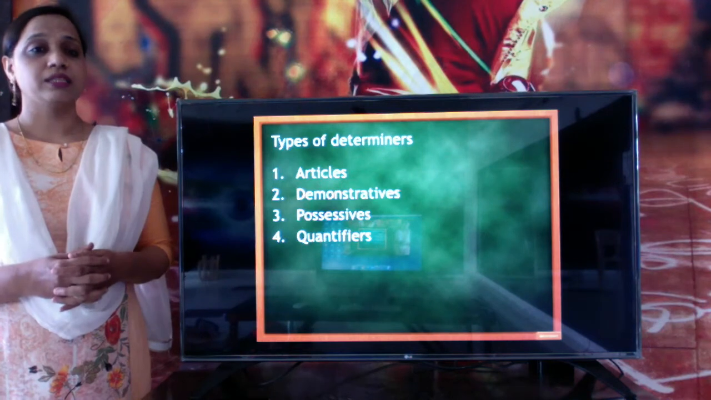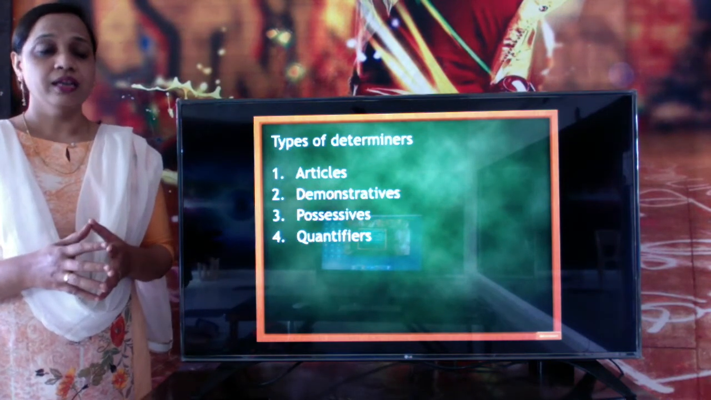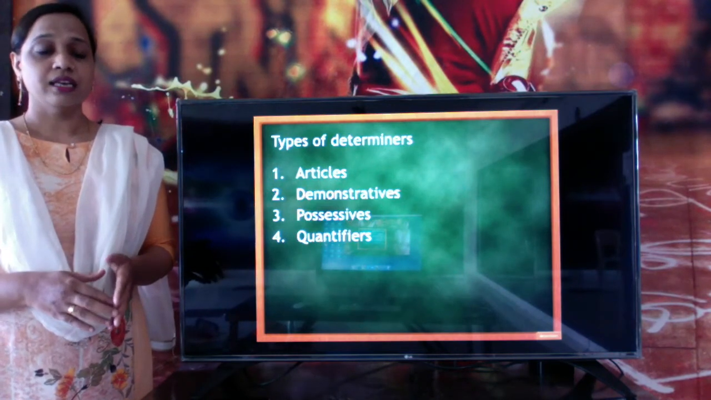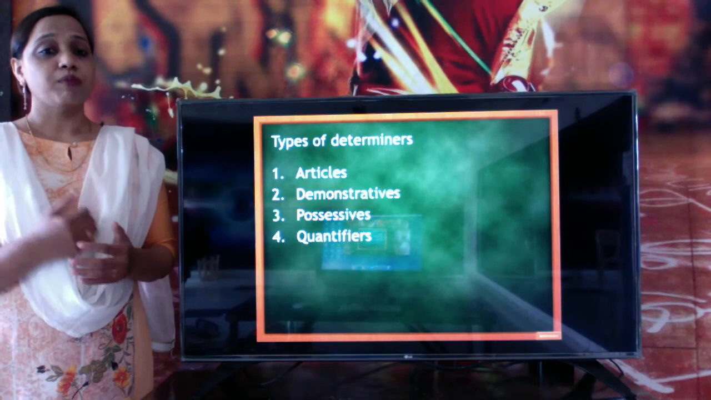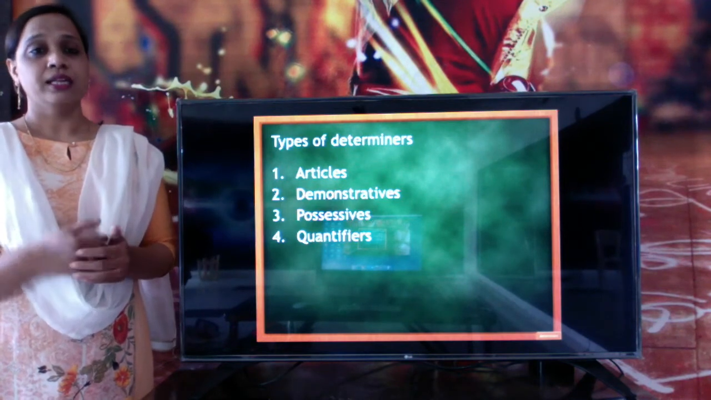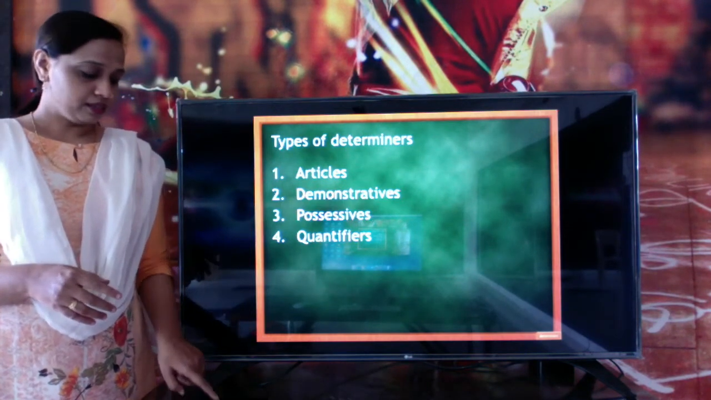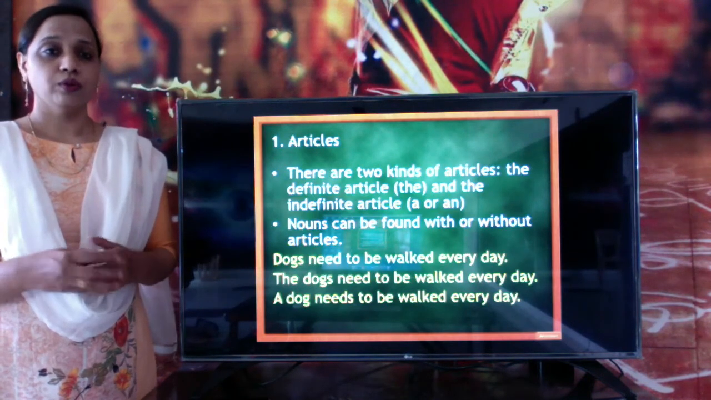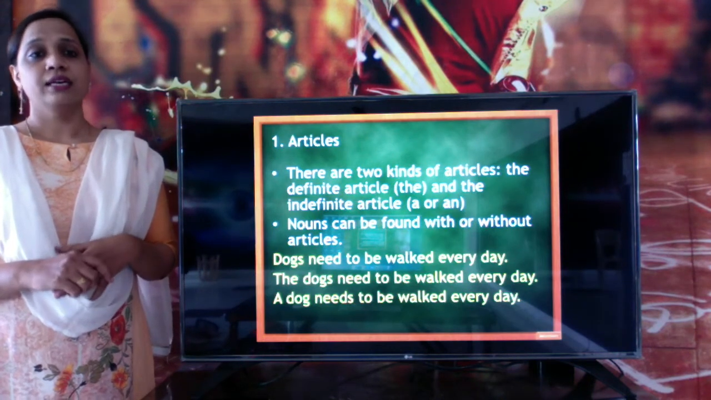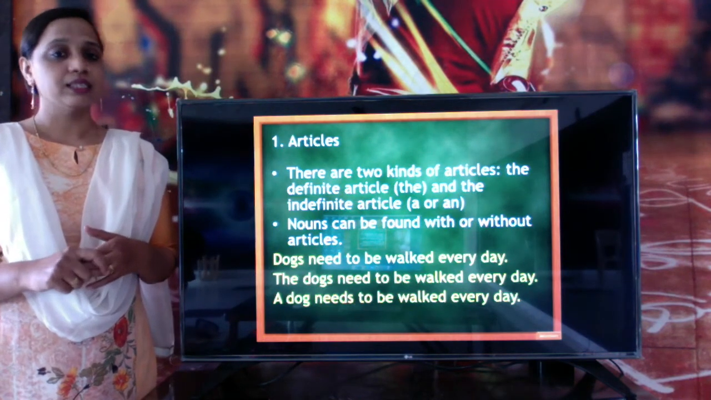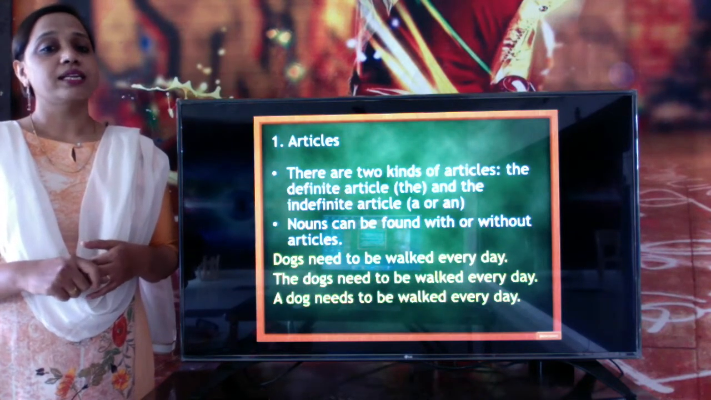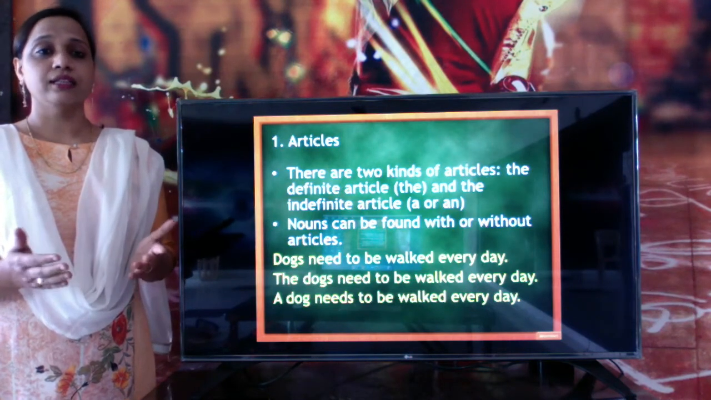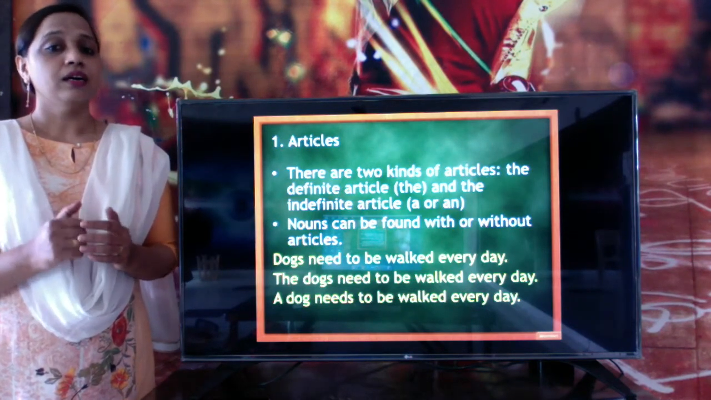Types of determiners. You already know very well what the types of determiners are. Types of determiners are articles, demonstratives, possessives and quantifiers. They all come under determiners. So first of all, let's know about articles. I think you know very well how to use articles. We have learned this in our previous classes. Okay, so there are two kinds of articles: the definite article, the, and the indefinite article, a or an.